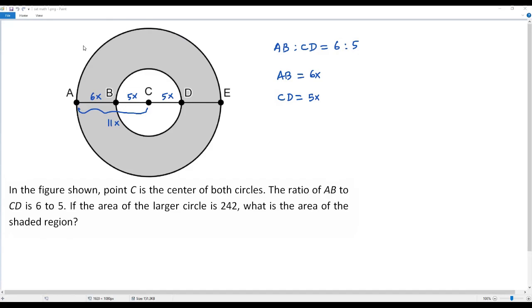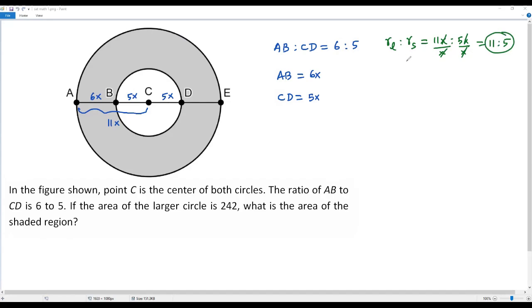Okay, now let me get the ratio of the radii of the two circles. First let me write the radius of the larger circle, then the radius of the smaller circle. We know that the radius of the larger circle is 11x, and the radius of the smaller circle is 5x. Both terms are multiples of x, so we can divide both terms by x to simplify this ratio. The x will cancel out, and I'm getting 11 to 5. Here I got the ratio of the radii of the two circles, and that is 11 to 5.